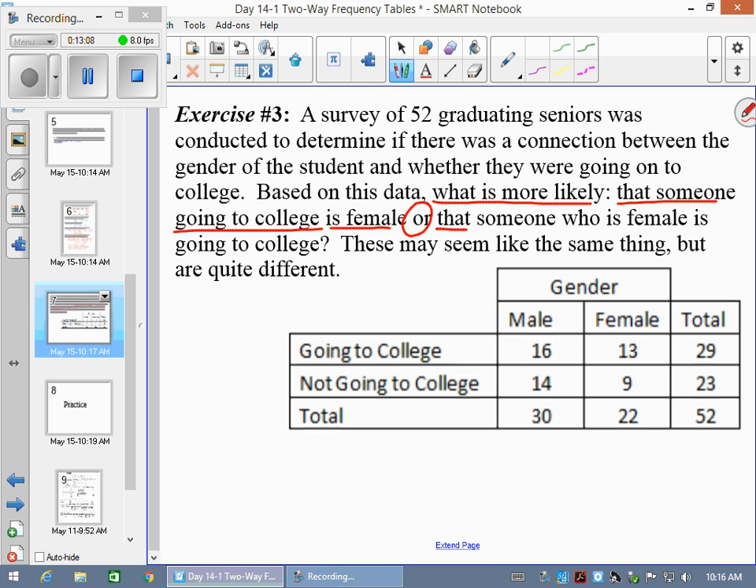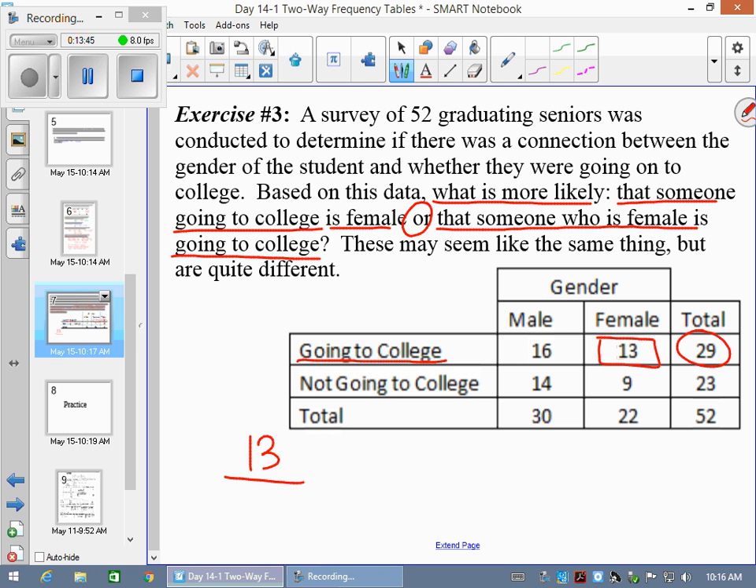So the wording might sound like it's the same thing, but it's different because of the order in which it is being asked. So let's look at the first piece. What is more likely? So that someone going to college is female. Okay, so the first thing they said here is someone going to college. So I would look at my table and I would say, okay, how many people are going to college? So going to college, there are 29 people. So of those 29 people, how many of them happen to be female? And that total would be 13. So people that are going to college that happen to be female are 13 out of 29.